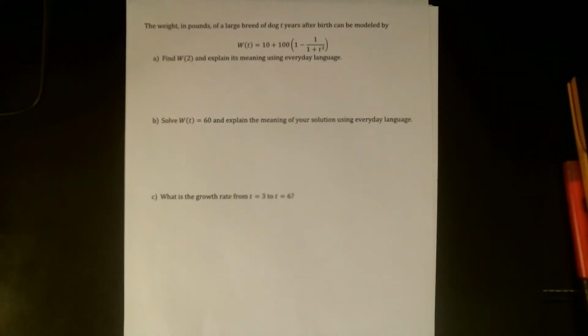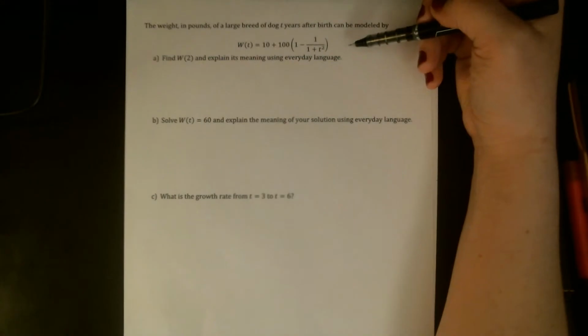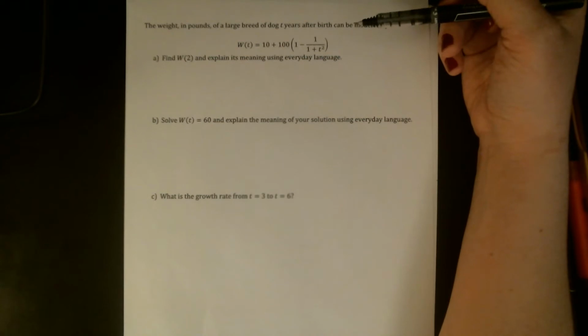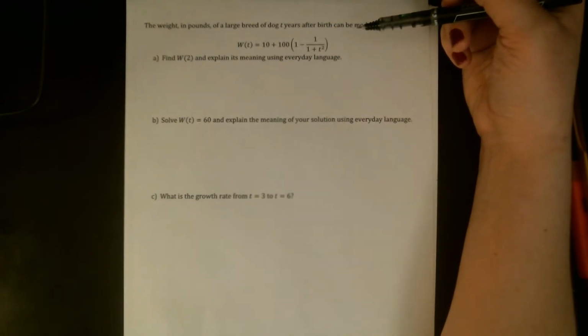Hello, in this video we're going to work through a function represented by a formula that also has an application attached to it. So in the context of this problem, we're going to figure a couple of things out and explain their meaning. Okay, so our function is this w of t that we see sitting here, kind of messy, and it is giving us the weight in pounds of a large breed dog t years after birth. So t is the age of the dog in years, and w of t is the weight of the dog in pounds. First thing we're supposed to do is find w of 2 and explain its meaning using everyday language.